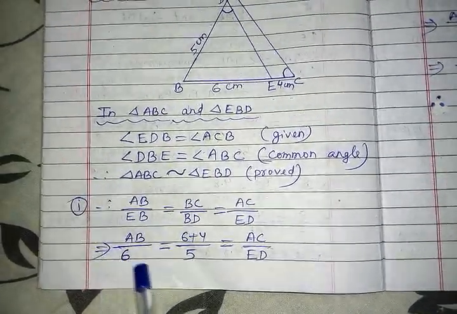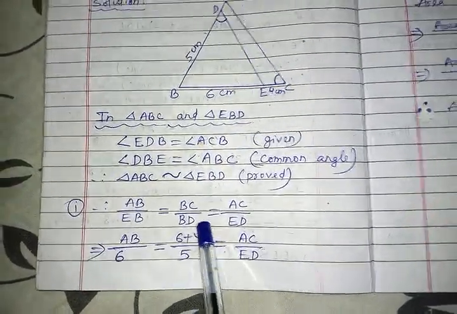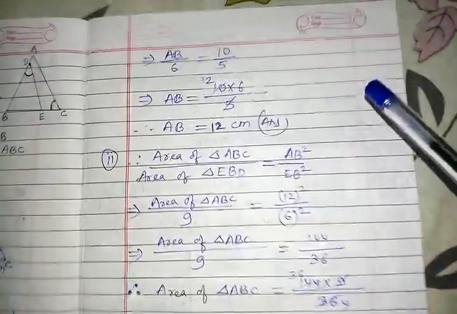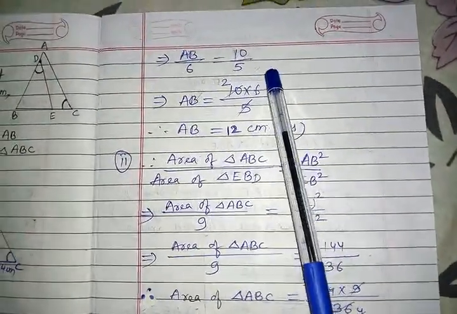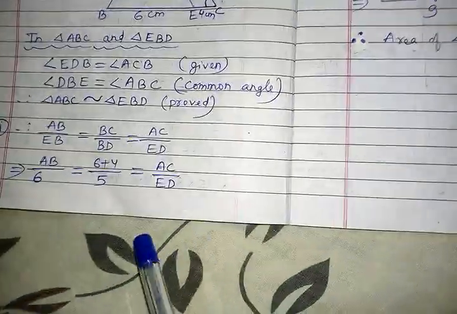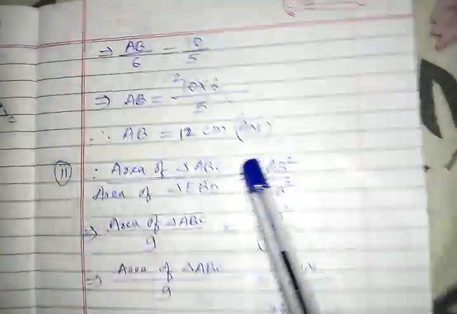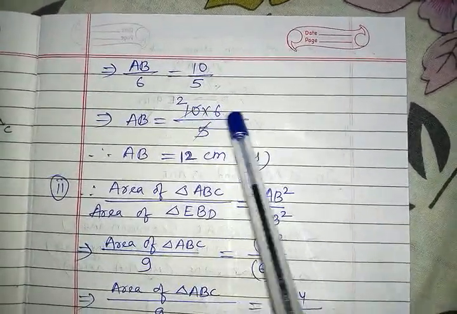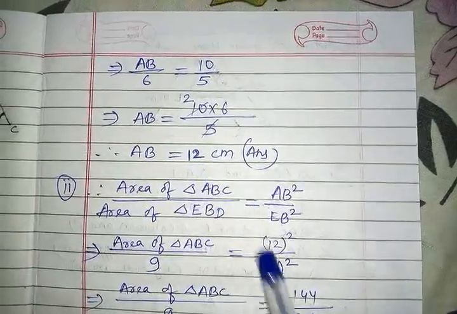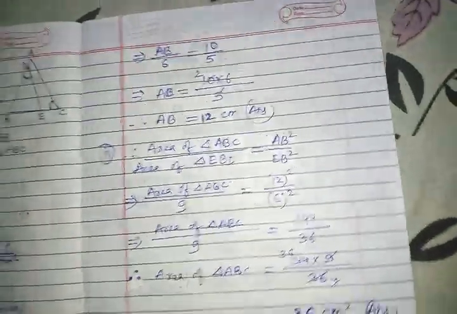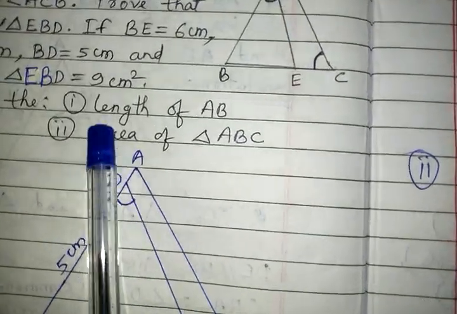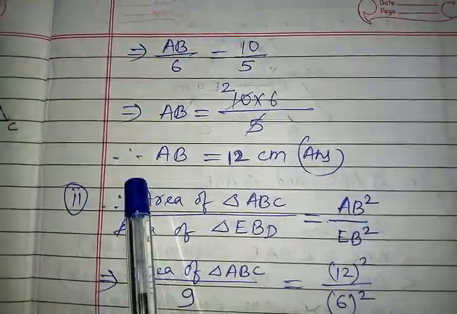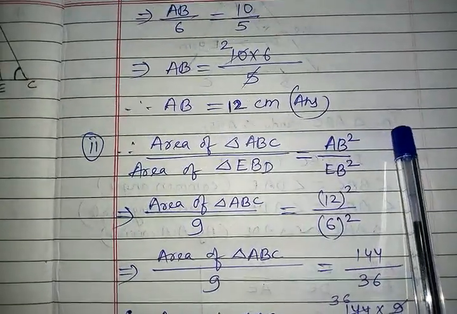So these two particular expressions we will take, and after taking we can see AB by 6 equals 10 by 5, because 6 plus 4 is 10. So after that AB equals, 6 goes here, 10 into 6 by 5, AB is 12. So this is our answer, because the first question was to find the length of AB. So the length of AB has come. So number 1 answer also came.